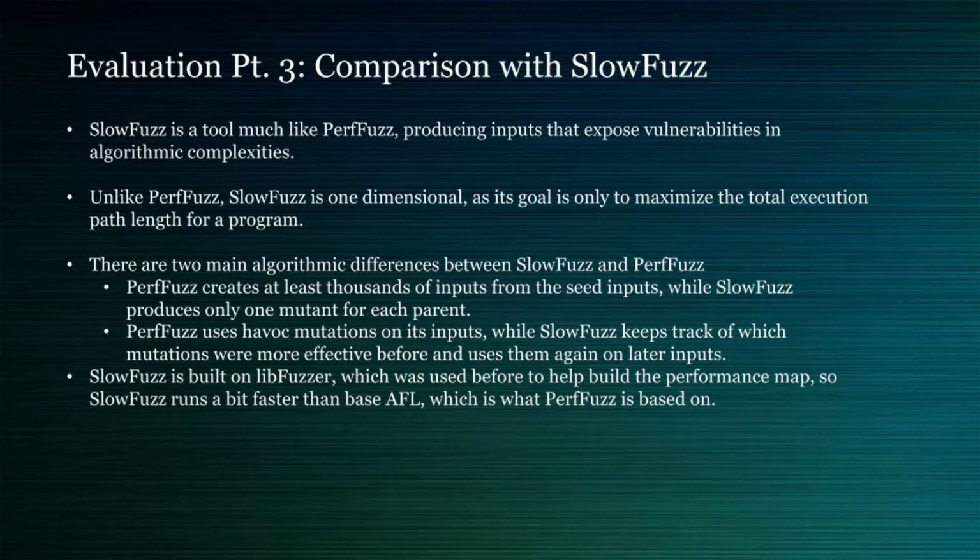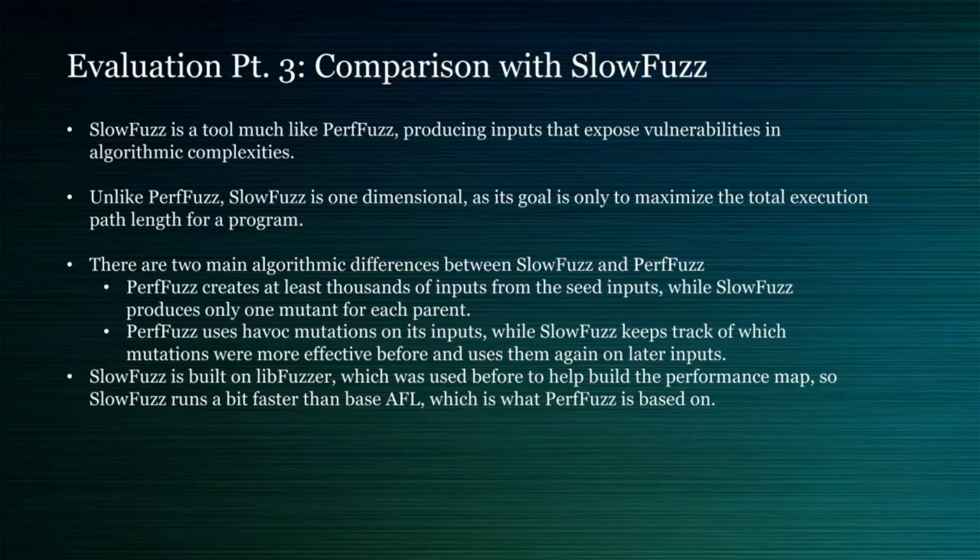PerfFuzz uses havoc mutations on its inputs, while SlowFuzz keeps track of which mutations were more effective before and uses them again on later inputs. SlowFuzz is built on libFuzzer, which we mentioned previously, which was used before to help build the performance map. So SlowFuzz runs a bit faster than base AFL, which is what PerfFuzz is based on. In this case, SlowFuzz would actually produce more inputs than PerfFuzz in a set time span.